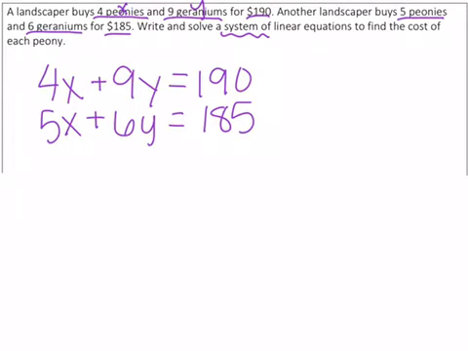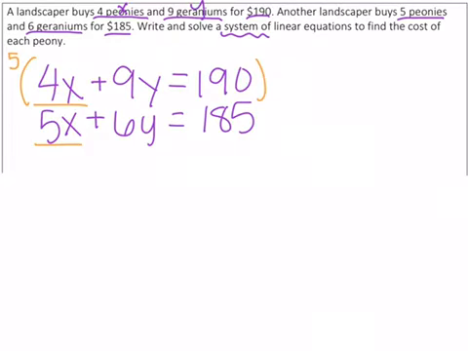I do need to make sure that I have a coefficient that is opposite from its other partner. So what I'm going to do is make my x coefficients opposite. I'm thinking about what the least common multiple of 4 and 5 is. I can make it 20. So I'm going to multiply the entire first equation by 5.